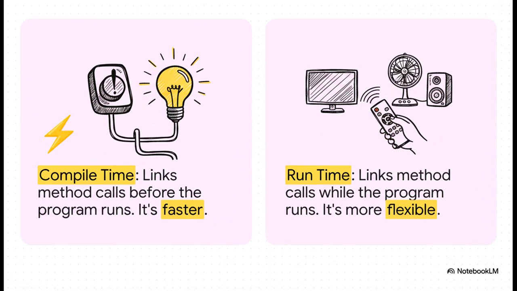Now, on the right, we've got runtime, or dynamic polymorphism. This is the really flexible one. The decision about what happens is made while the program is running. It's more like a universal remote. You press the power button, but what turns on depends on what you're pointing it at. That dynamic flexibility is just incredibly powerful for building complex systems.